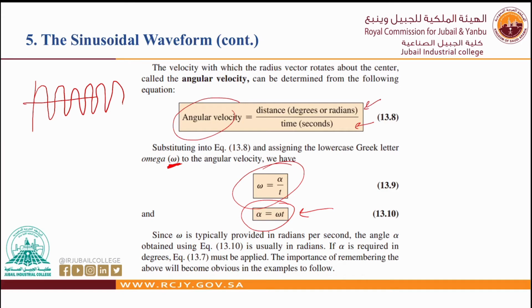If I use alpha in this and omega is already in radians, then alpha will be in radians. If alpha is required in degrees, you must use the formula that I gave you to interchange between degrees and radians.